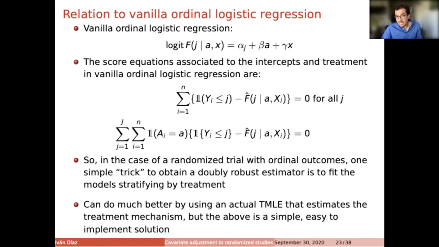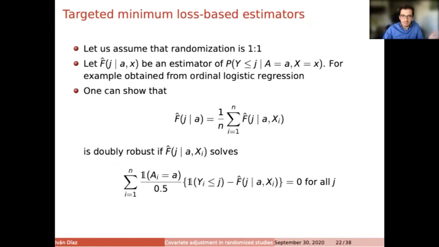Luckily, this has a very easy fix in the case of ordinal logistic regression. All you need to do is fit separate models for the treatment and for the control arm. If you fit separate models for the treatment and for the control arm, what you're doing is that this first equation associated to the intercept is solving the relevant estimating equation that we wanted to solve for the TMLE.